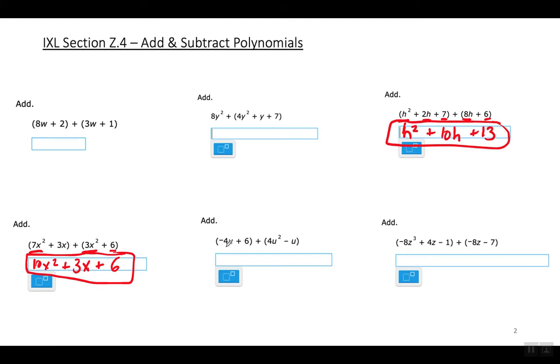All right, so on this one, let me start with the biggest exponent, which is that one. There's nothing else to combine it with, so it's just going to stay by itself.